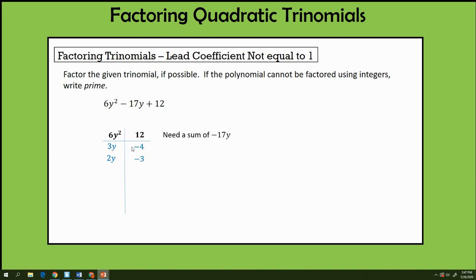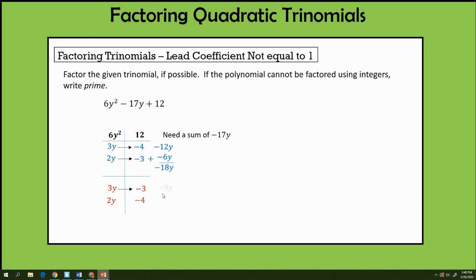So I know negative 4 times negative 3 is 12. I know 3y times 2y is 6y squared. So multiply across. Negative 12y, negative 6y, negative 18y. Well, we wanted negative 17, so that's not it. I'm going to stick with 3y, 2y. Now I'm going to go negative 3 on top, negative 4 on the bottom. Does that make a difference? Well, yeah, because you're multiplying across by different numbers now.